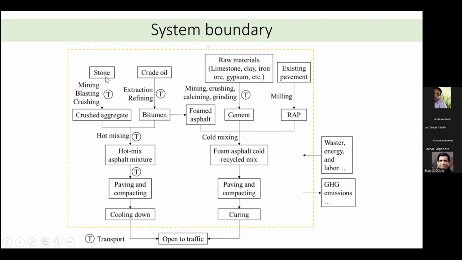The stone, once it is extracted, you have to consider mining, blasting, crushing, each and every activity associated with the stone. Once it has reached the crushing aggregate, there is a transport associated with it. In the crude oil, the extraction and refining activities, from which you get the bitumen, again include transportation. Then for the preparation of cement, we have a thumb rule that 1 ton of cement production will produce 1 ton of carbon dioxide. That's why many alternatives are being verified in this domain also. That's a completely different picture that we'll discuss. But now let's look at this as a raw material.